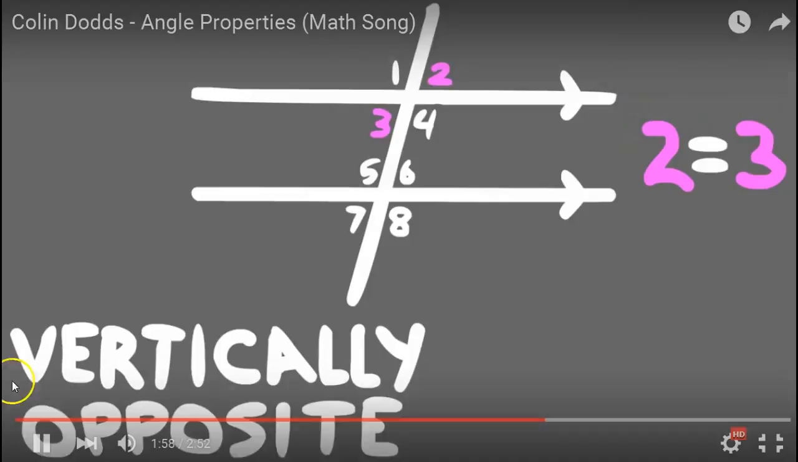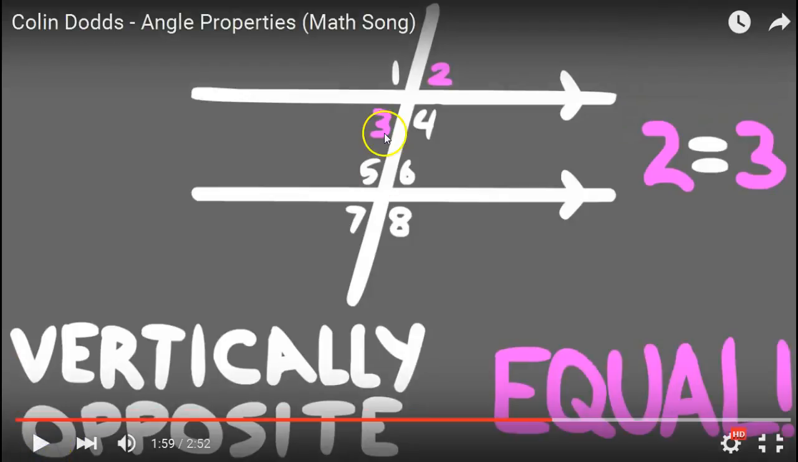Vertically opposite angles are equal. Okay, vertically opposite are angles. So 2 and 3 is also equal to 6 and 7, because they're opposites. Now that also means 1 and 4 are equal and 5 and 8 are equal. It's as if you took this group of lines, 1, 2, 3, 4, is exactly the same as 5, 6, 7, 8. Now, we also know that a straight line equals 180.